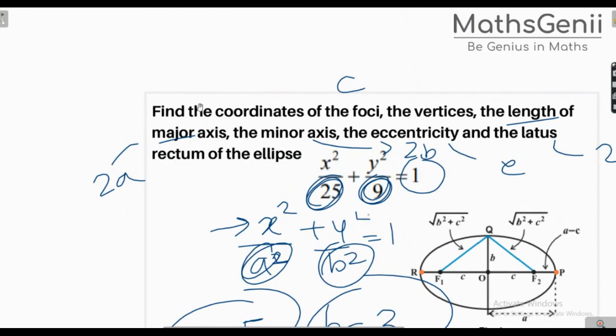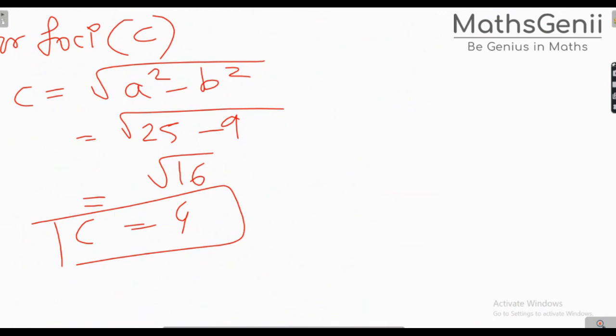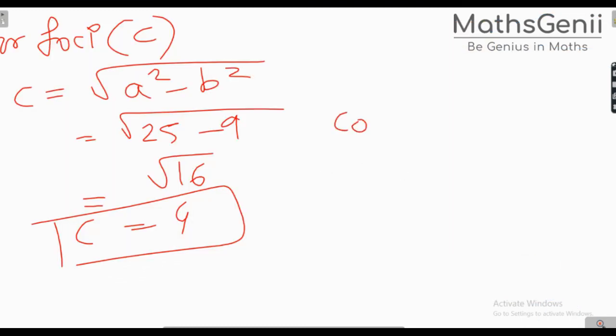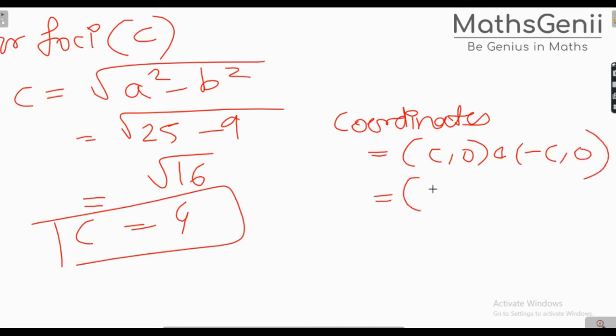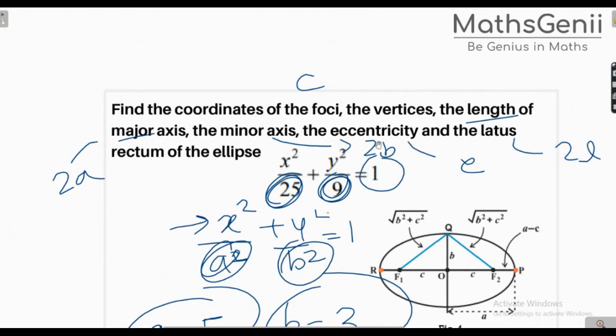But he did not ask you to find C. He asked you to find the coordinates. So what were the coordinates I had taught you? For major axis, what was the coordinate? C comma 0, minus C comma 0. So coordinates are C comma 0 and minus C comma 0. These are the coordinates.